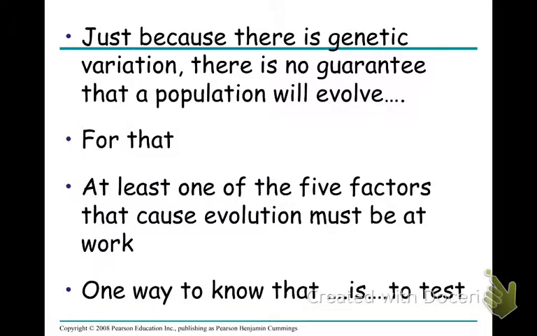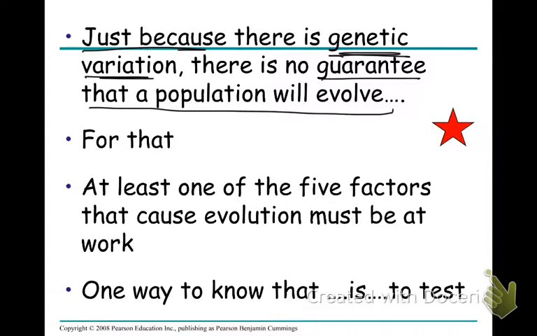So remember, there is variations present. Just because they are there, there is no guarantee that a population will evolve. For that, you should see that at least one of the 5 factors must be at work. Only then you can say that the population is evolving or changing. If all of those 5 factors are constant, then you can very happily say the population is not evolving.